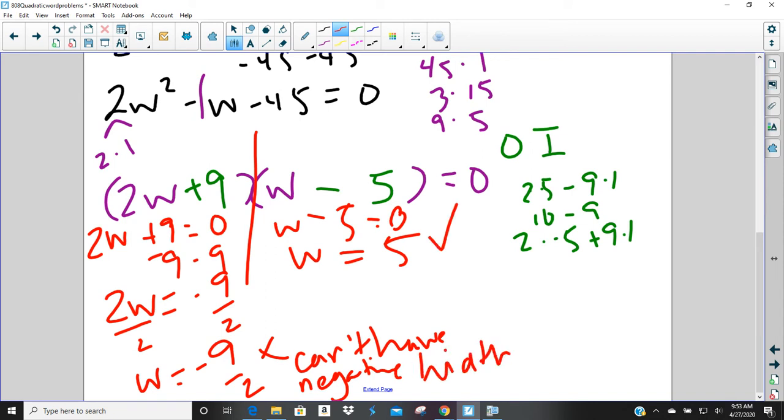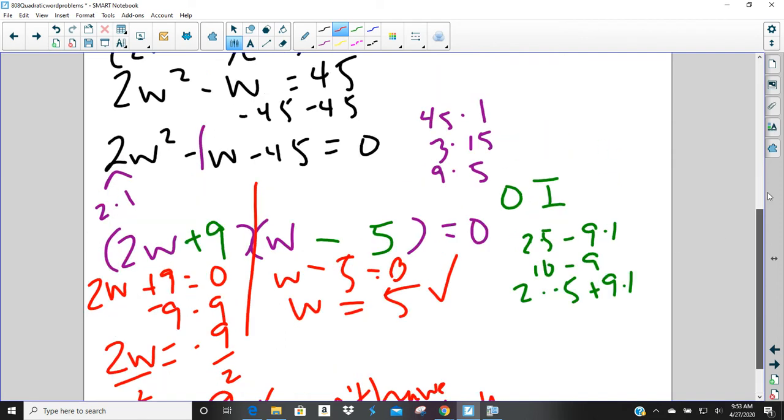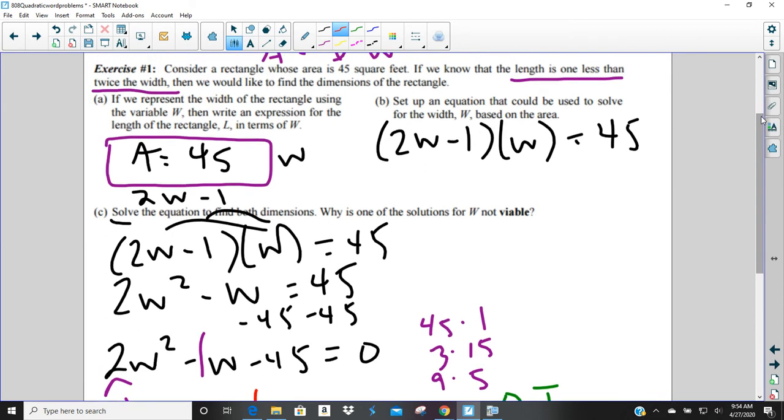So this is the only correct answer, but we're not done. They want to know the dimensions. So if the width is 5, I go back to my let statement, then my length is going to be 2 times 5 minus 1, which is 10 minus 1, which is 9. Okay? So we have 9 and we have 5. Certainly some of you probably could have figured that out in your head because 45 was the area, but you have to show it algebraically, so this is what we have to do. Okay? Let's move on to question 2.